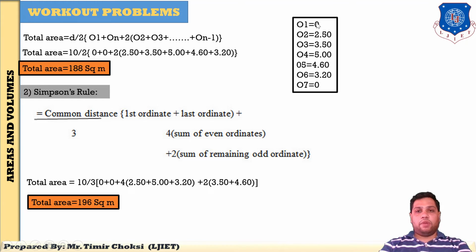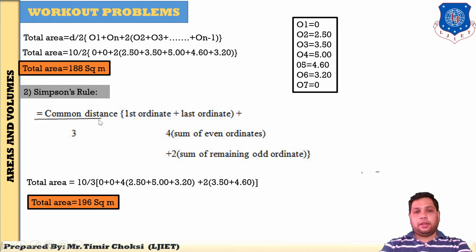First ordinate is O1, so 0. Last ordinate is also 0. So d is 10 divided by 2, meaning common distance divided by 2. First ordinate is 0, last ordinate is 0, plus 2 in the bracket, sum of the remaining ordinates. So this is the sum of the remaining ordinates. The answer will be 188 square meters.